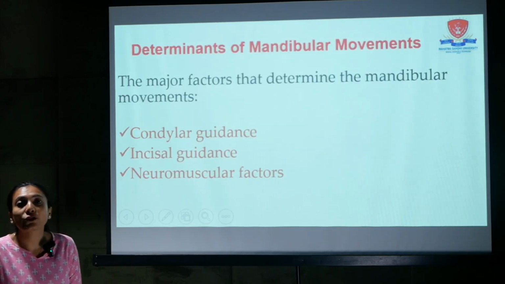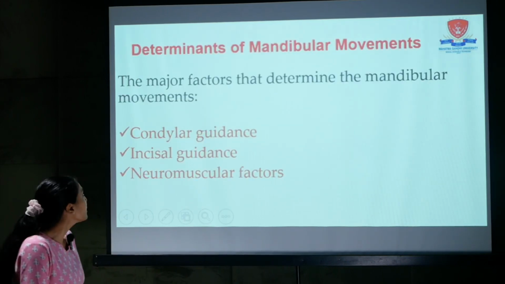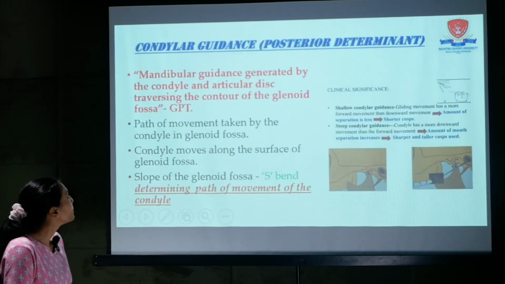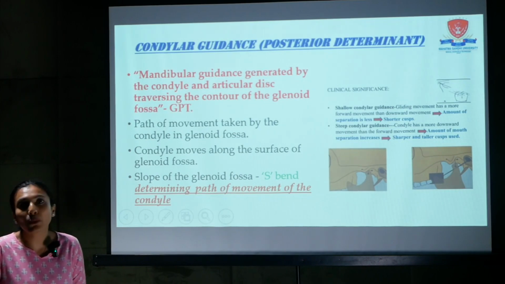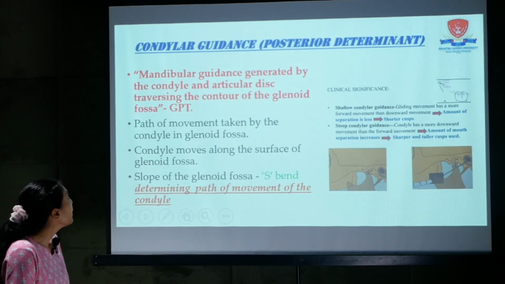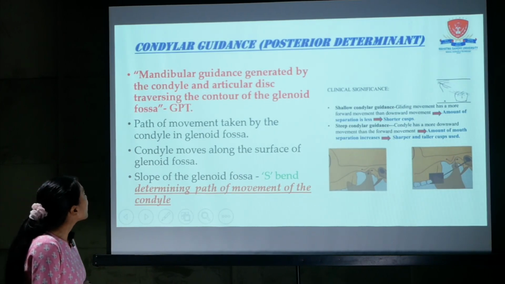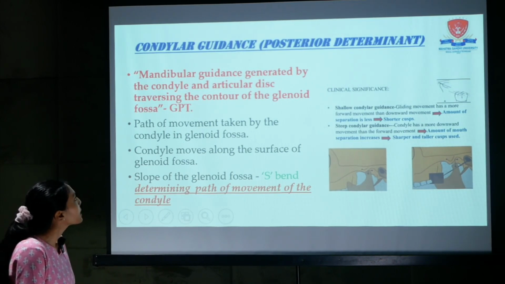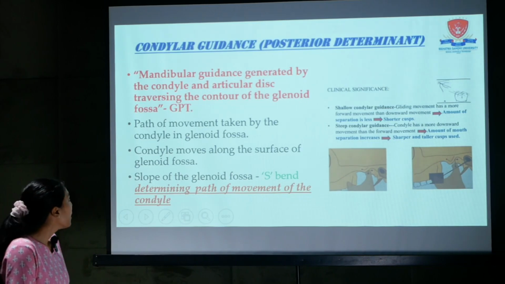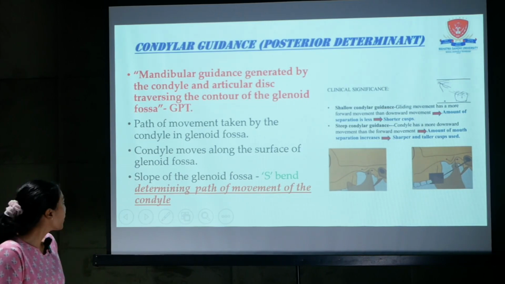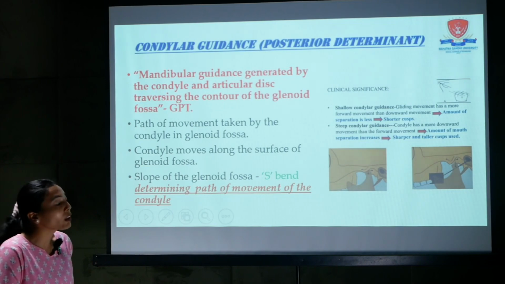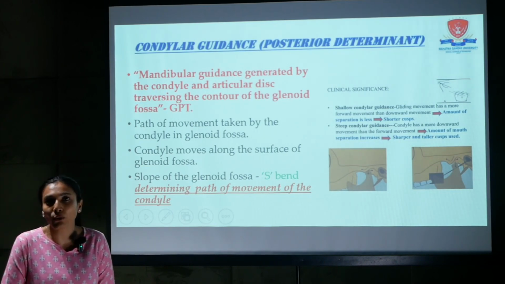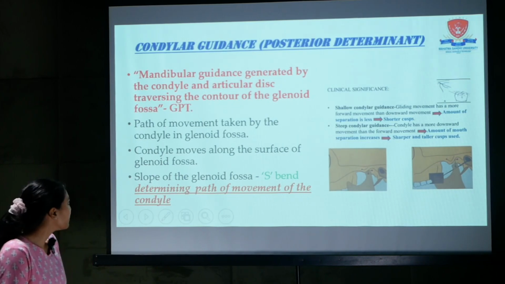So what are the determinants of mandibular movements? There are three factors: the condylar guidance, incisal guidance and neuromuscular factors. Condylar guidance is the posterior determinant of mandibular movement. It is the mandibular guidance generated by the condyle and the articular disc traversing the contour of the glenoid fossa. The condyle moves along the surface of the glenoid fossa. The shape of the glenoid fossa is S shaped. So the path of movement taken by the condyle in the glenoid fossa is condylar guidance.